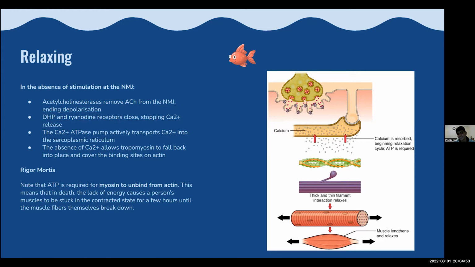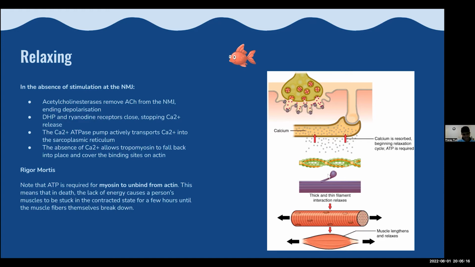So when there's no more depolarization, the DHP and ryanodine receptors close, and that stops calcium release, and as a result, the tropomyosin then binds to the actin and closes it all up. So it's literally the exact reverse of what happens during excitation. So yeah, it's a pretty nice little system that we have going.